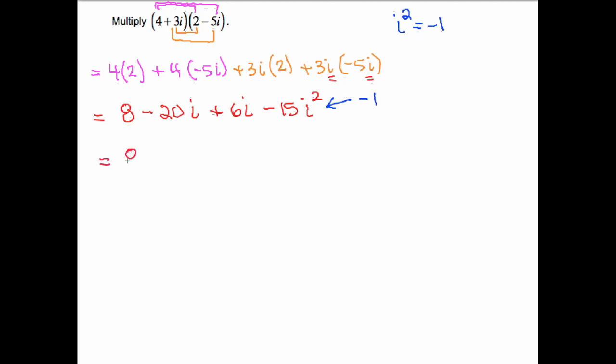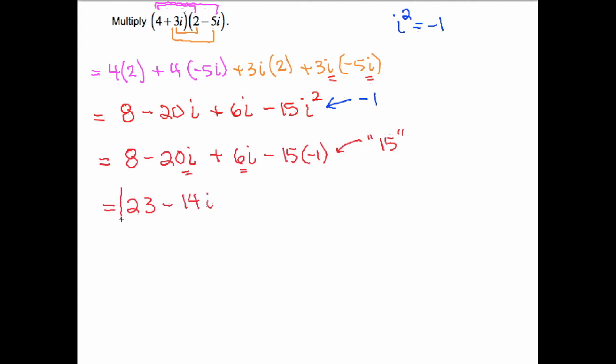So now I have 8 minus 20i plus 6i minus 15 times negative 1. Well, let's combine like terms. I have 8, and this number here is actually a negative 15 times a negative 1, which is plus 15. So 8 plus 15 is 23. Combining the imaginary terms, I have negative 20i plus 6i. That's negative 14i. And when you're done, you want to write the answer in the form of a plus bi. That's what we've done here, 23 minus 14i.